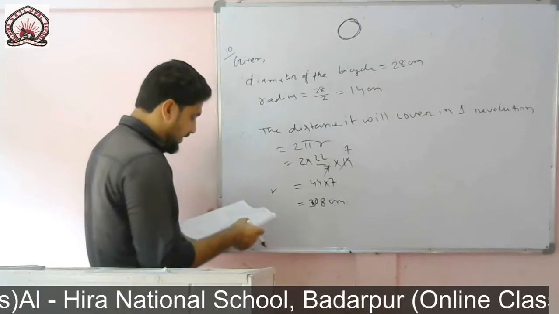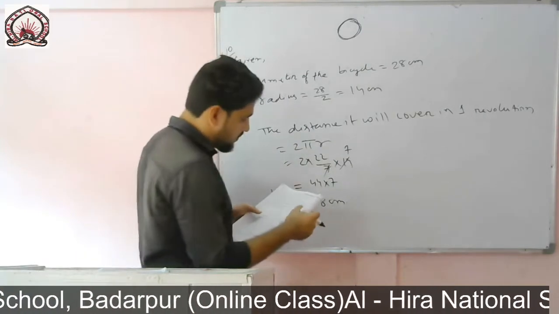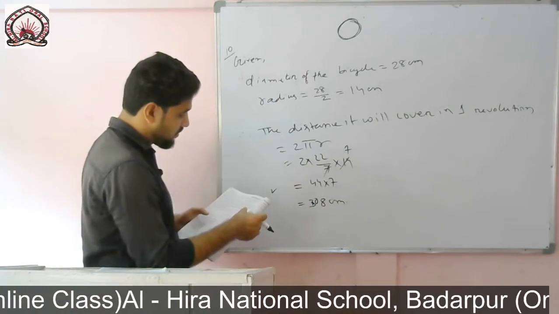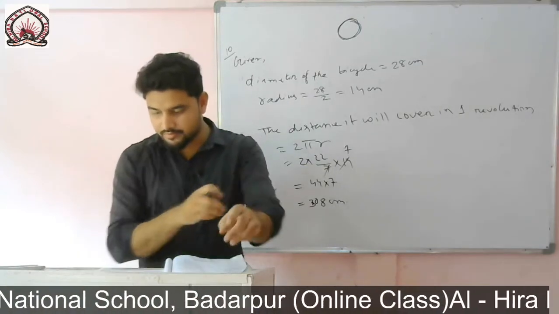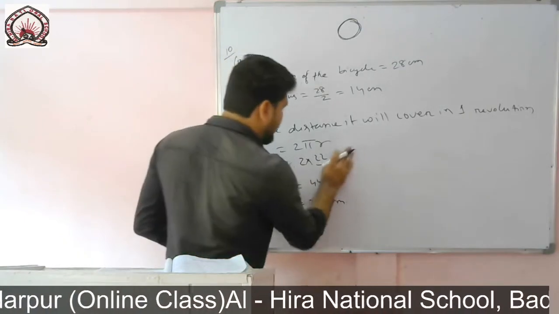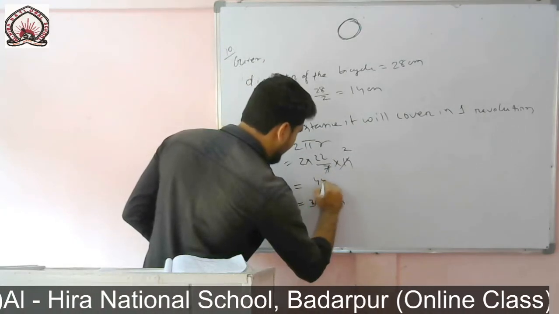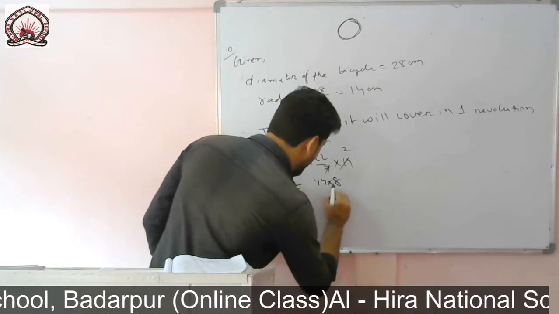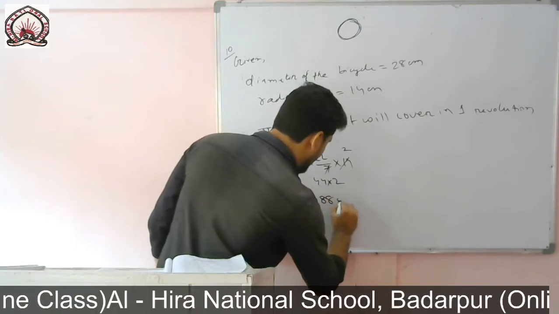Now here you see, 7 2s are 14, then it will be 44 into 2, which is 88.